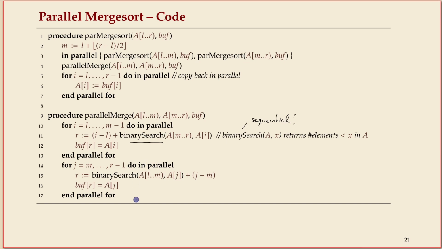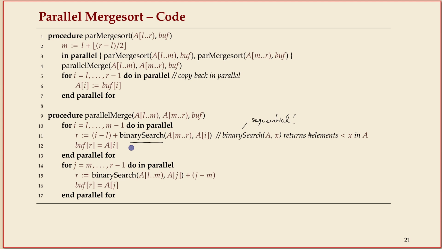And then we do the same thing again, just the mirror image. We go through all the elements in the right run. We add their rank in the right run, which is just the position, and we do the binary search in the left run. Here I could have split this up into a second round, but once we have the loop here as well, we can already write them to the buffer array at this point.